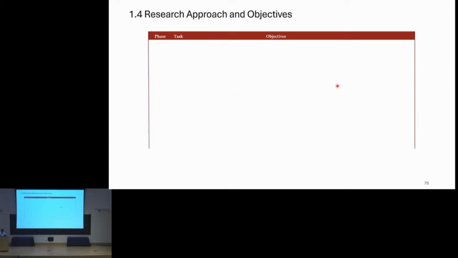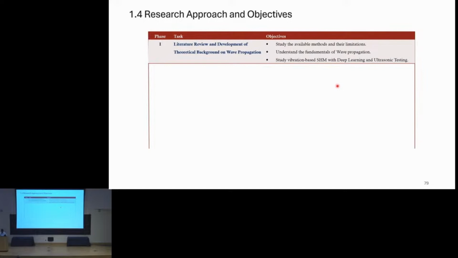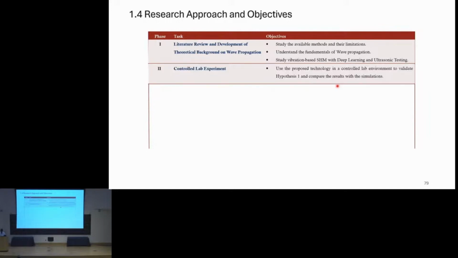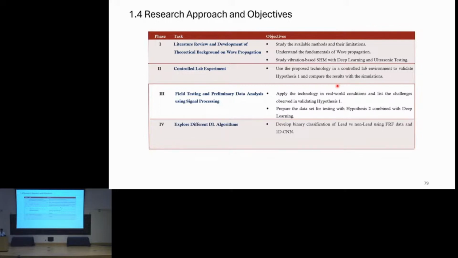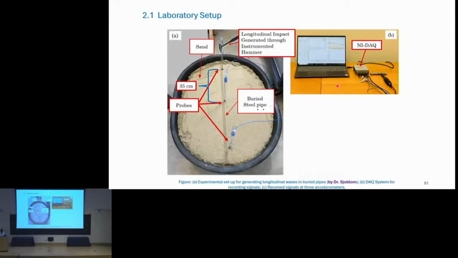For these purposes, we have divided our task into several phases. We did a literature review and understood the theoretical background of stress wave propagation. Then we did a control lab experiment, and then we did field testing and tried to validate our hypothesis one. Finally, we prepared our data for feeding into a deep learning model. So I'd like to go very quickly over the control lab experiment that we did.